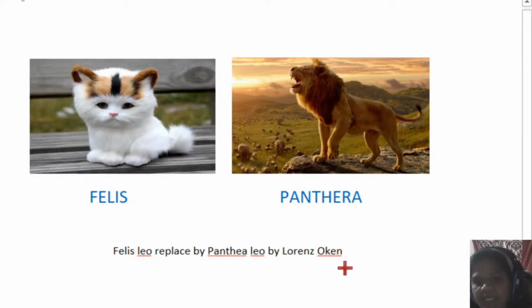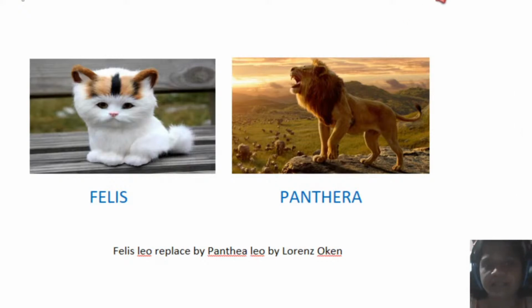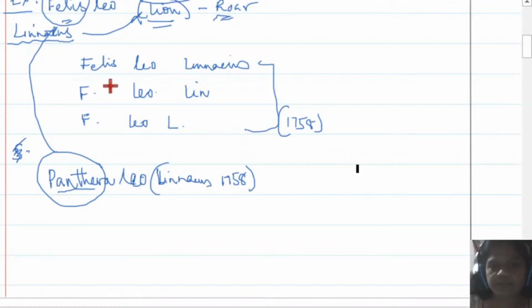This was replaced by Lawrence Oken. This is the name of the scientist, which isn't important. Now that you have understood, these are the different ways of writing the name. All of them are correct, but stick to one. Next comes binomial nomenclature. We have discussed that. Then comes trinomial nomenclature. Now, this is an extension of binomial nomenclature.